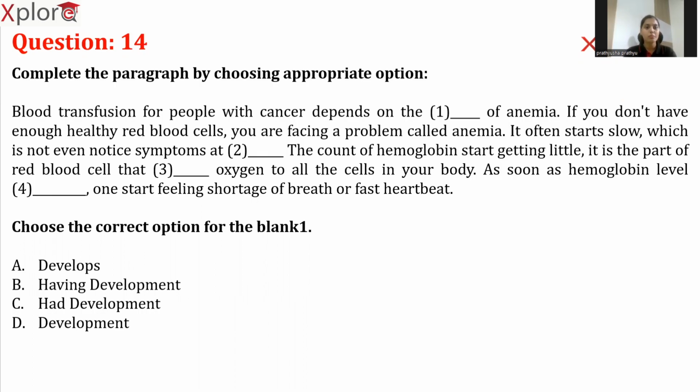Blood transfusion for people with cancer depends on the blank of anemia. If you don't have enough healthy red blood cells, you are facing a problem called anemia. It often starts slowly, so you may not even notice symptoms at blank. The count of hemoglobin starts getting low. It is a part of the red blood cell that blank oxygen to all the cells in your body. As soon as the hemoglobin level blank, one starts feeling shortness of breath or fast heartbeat.